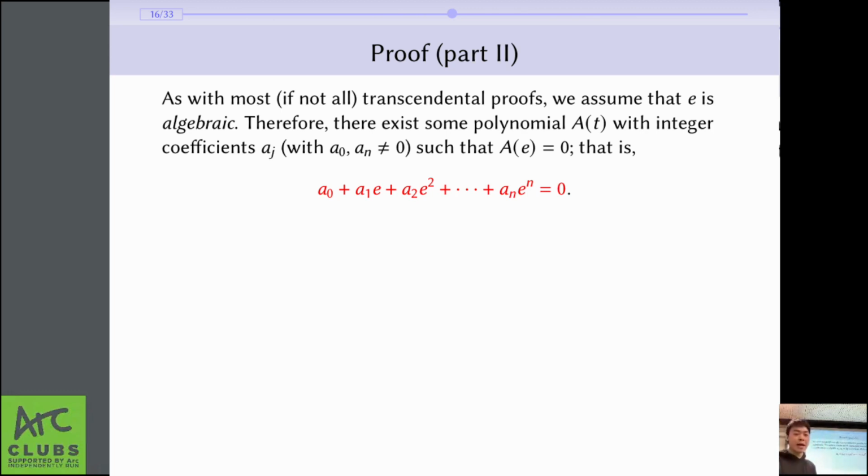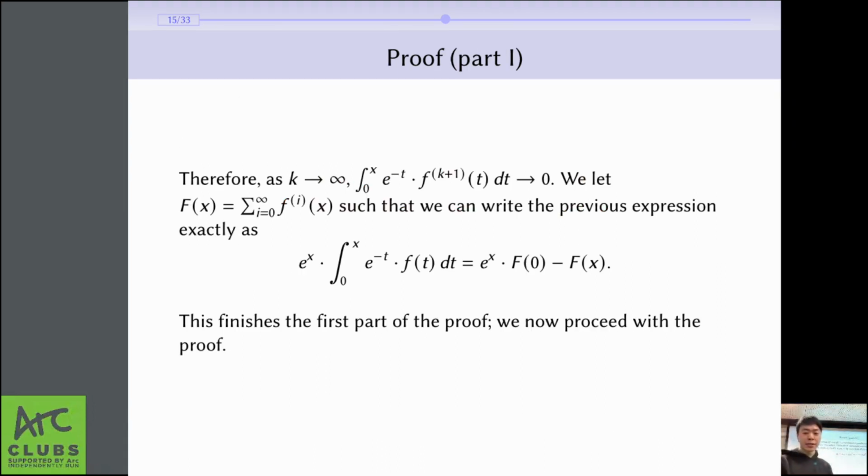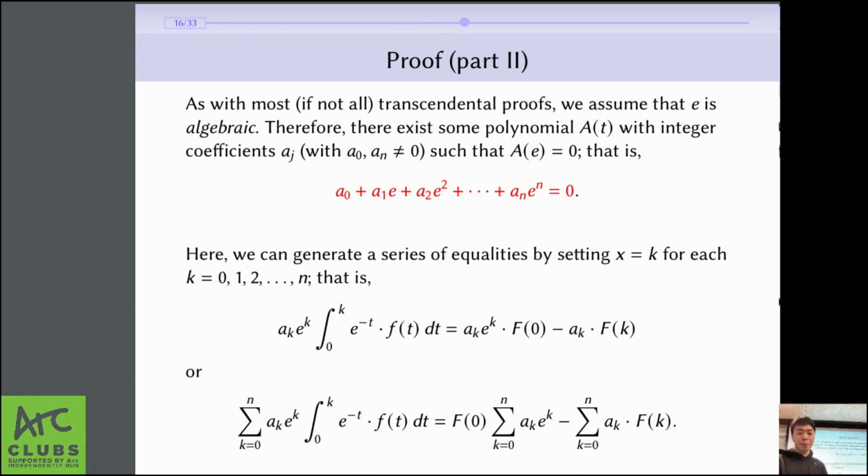All right, so we know that a sub 0 plus a sub 1 times e plus a sub 2 times e squared all the way up to a sub n times e to the n equals 0. So that's all we know. What we can do is we can actually just generate a series of equalities by setting x to be k for each of the k's from 0 to n. And how do we do this? Well, remember that in the previous part, we had this expression here. So what we're going to do is we're just going to use this property here to then generate a series of equalities that we're going to use.